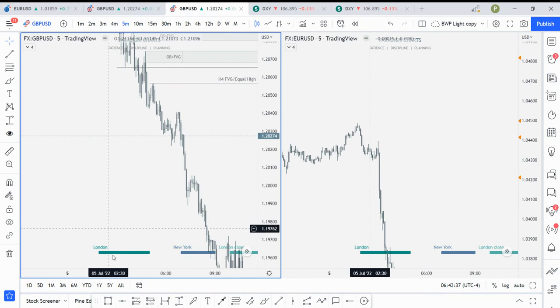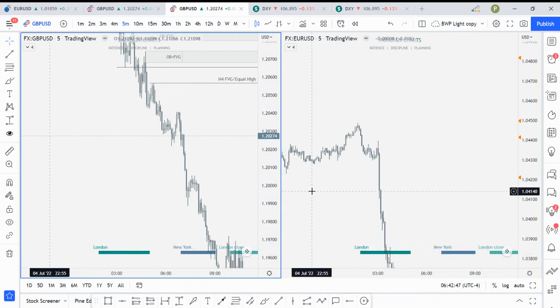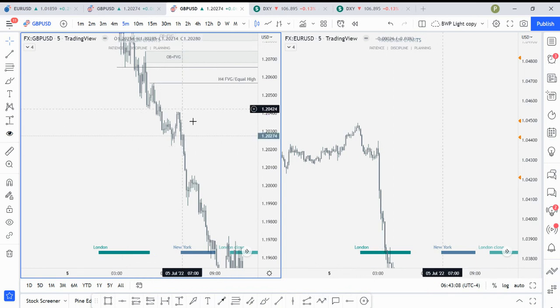Now, there are four Q zones: Asia Q zone, London open Q zone, New York Q zone, and London close Q zone. I'm not going to go into the specific characteristics of each of the zones, but what you just need to know is that when you are looking for setups, only look for setups within the Q zone. So when you see a market structure shift within the Q zone, you should trust it more. If you see a market structure shift outside of the Q zone, don't trust it.